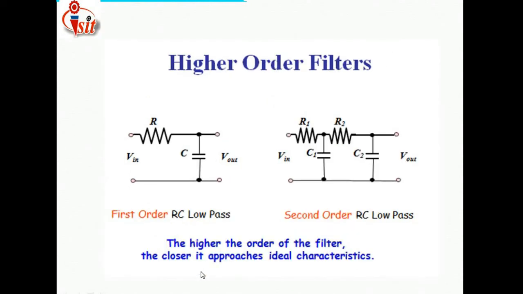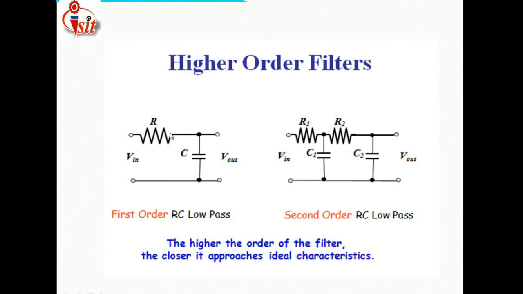Then next is higher order filters. Higher order filters are related to order-wise differentiation. That means how many RC combinations we are connecting related to one op-amp, that type of circuit we are differentiating, or calling, the order of that particular circuit. For higher order filters, just see over here.